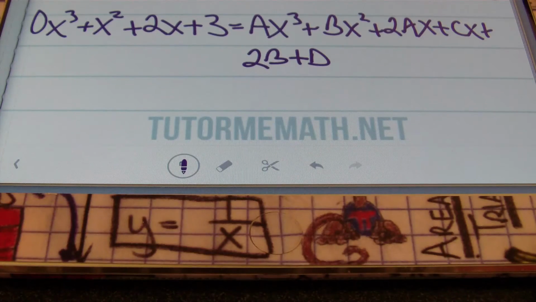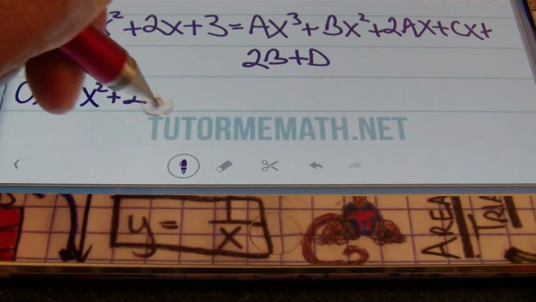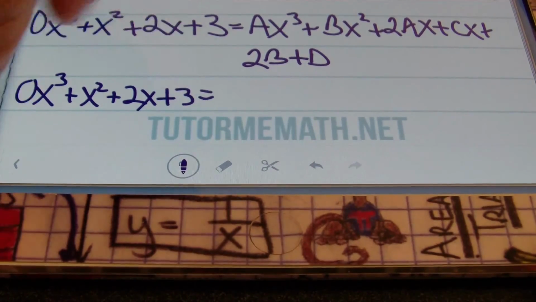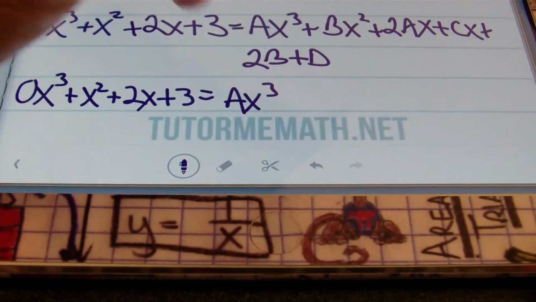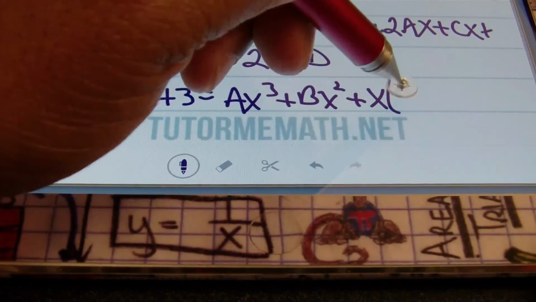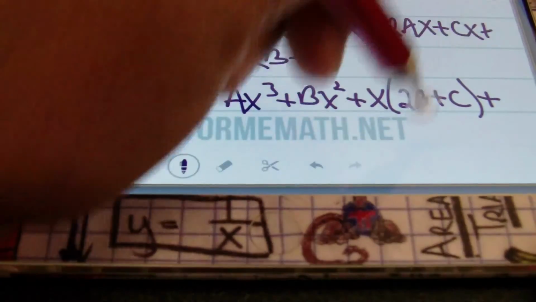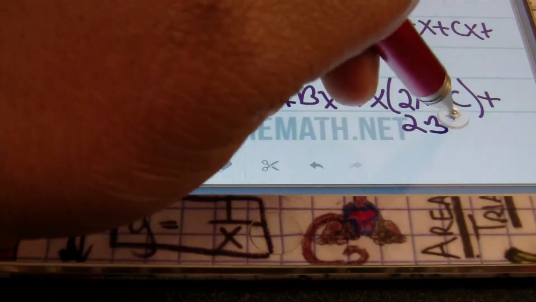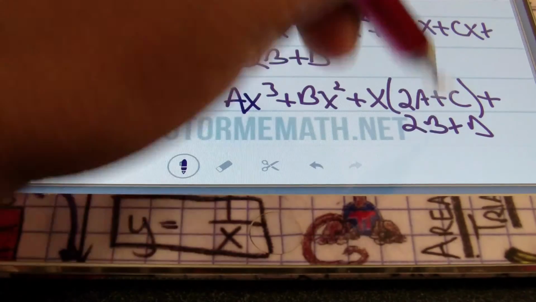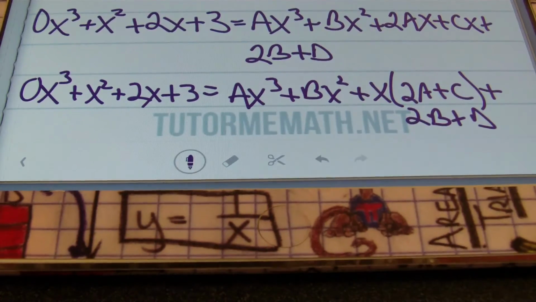Okay. So now you're going to factor out your like terms here. So I know that I have 0x³ + x² + 2x + 3. And this is going to be equivalent to ax³ + bx² + x(2a + c) + (2b + d). All right, so that's what we have thus far. Let's go ahead and write our system of equations now.